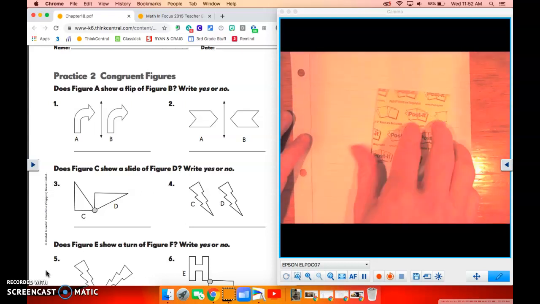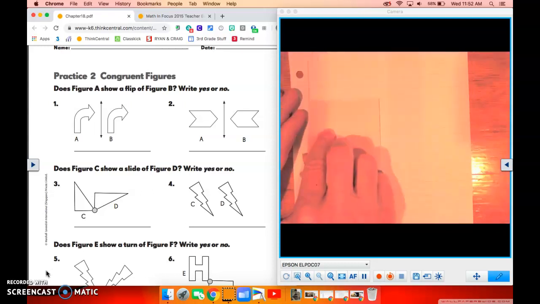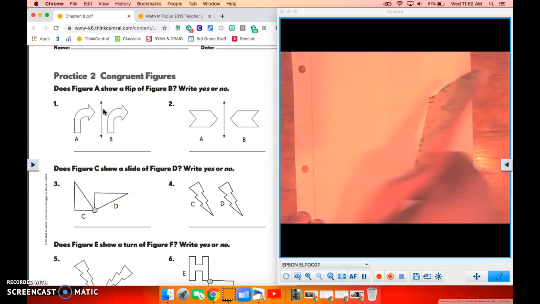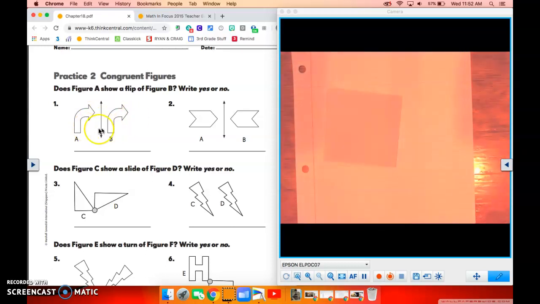So flip it over. Is that the same thing? Well, you can kind of see how it's flipped over. So we're going to flip it right over where that line is. You see in the middle right here between A and B. And if I flip that over, it's the same exact thing for A and B. So for number 1, no, it does not show a flip.